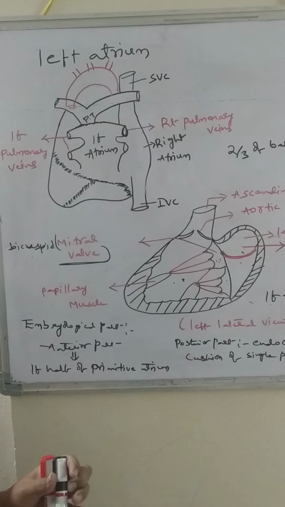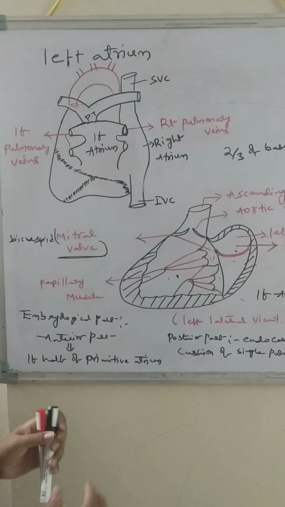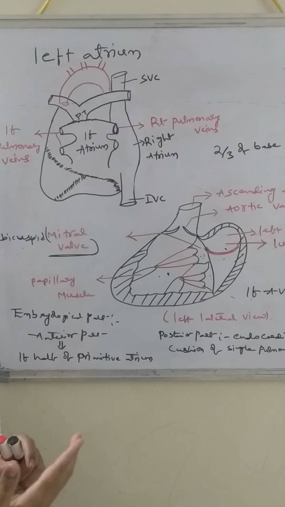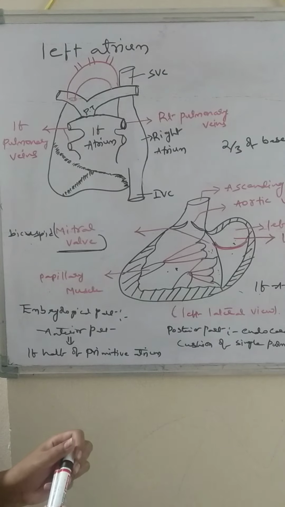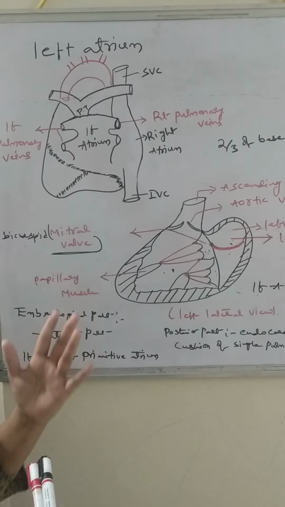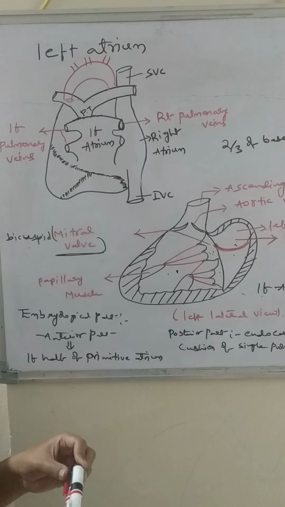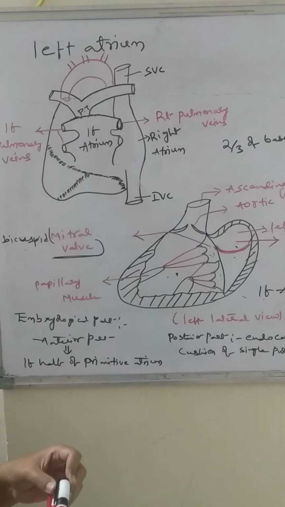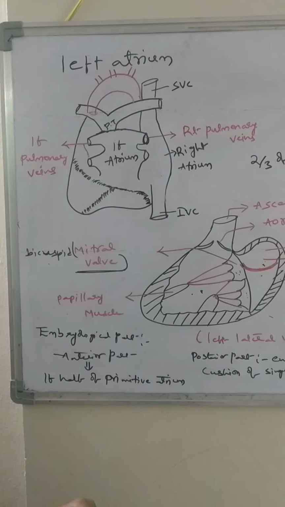Next, coming to another one: in case of surgical amputation of the left auricle, there is a chance of injury to the circumflex branch of the left coronary artery. That is about the left atrium.